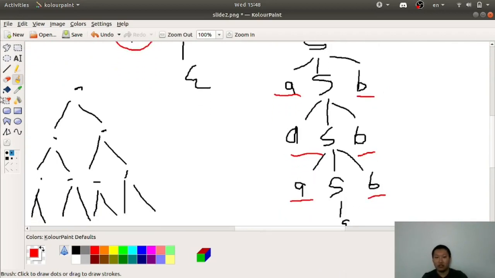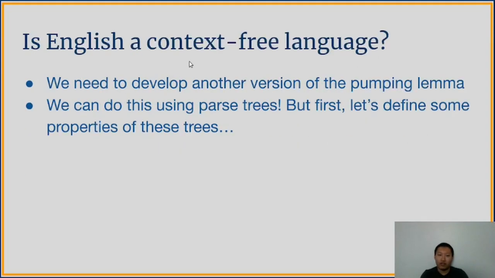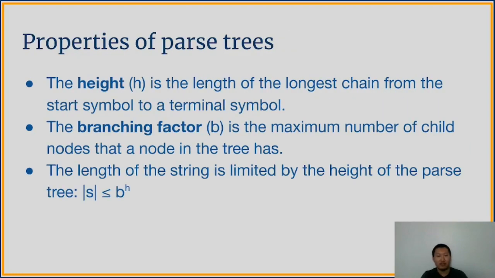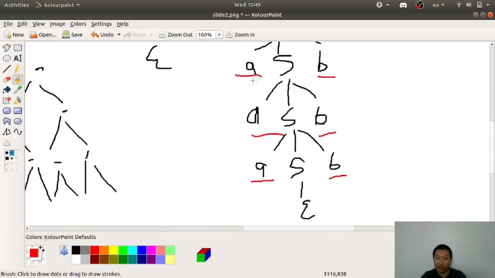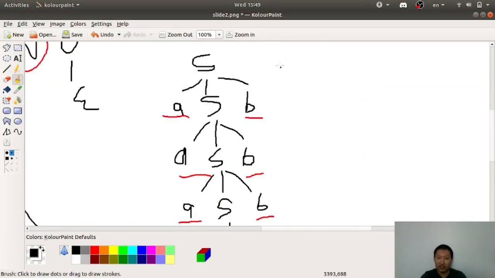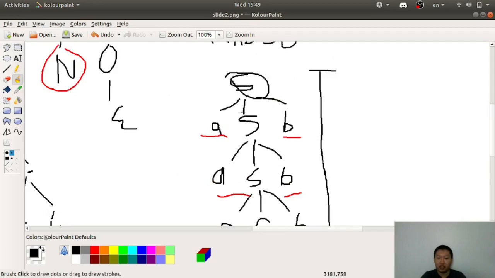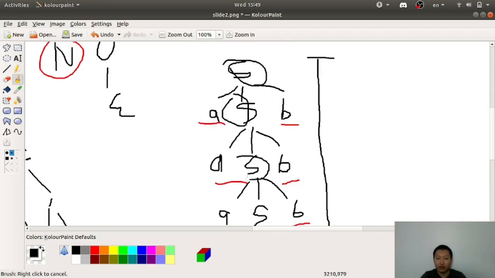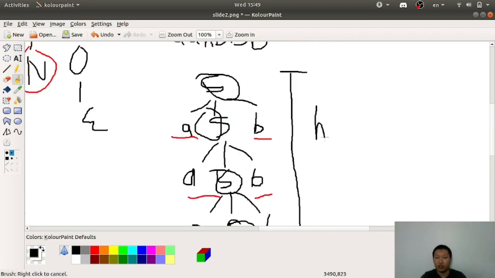Okay, so I'm just going to go over a couple properties of the parse trees. Two important properties are the height and the branching factor. And those are really easy to determine from this picture. The height is just how tall this tree is. If we start here, we can go down 1, 2, 3, 4 steps. And so we say that the height is 4.